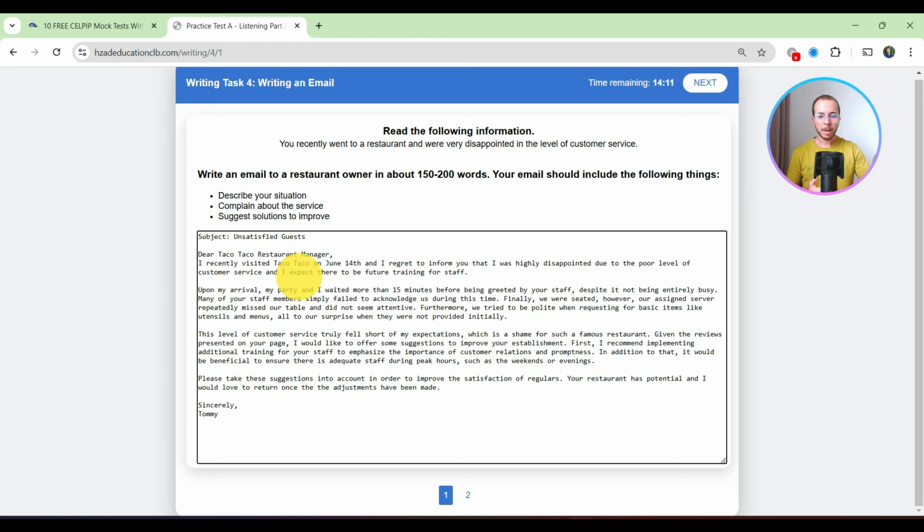Upon my arrival, my party and I waited for more than 15 minutes before being greeted by your staff, despite it not being entirely busy. Okay, a nice complex sentence. Good. Many of your staff members simply failed to acknowledge us during this time. Good. Finally, we were seated. However, our assigned server repeatedly missed our table and did not seem attentive.